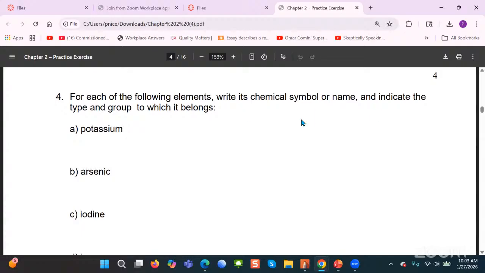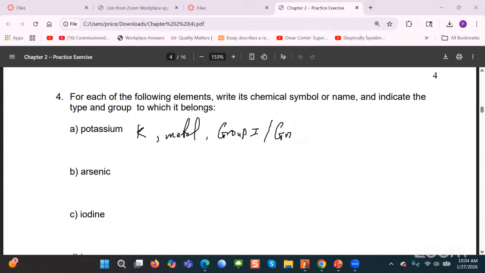Now, type refers to whether the element is a metal, non-metal, or metalloid. And the group would be the group number, group 1 or 1A, 2A, whatever. So in the case of potassium, the symbol for potassium is K. It's a metal and it's in group 1, or in the alternative system, group 1A.